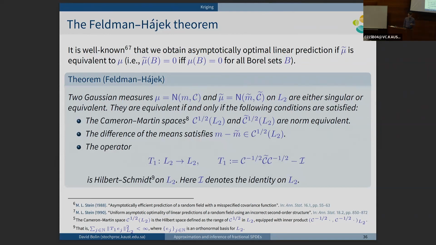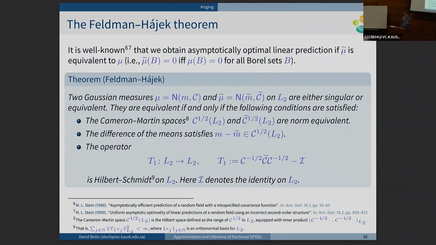So under these conditions, if you have a misspecified second order structure so that these three hold, then by the result by Michael Stein, we know that you have uniform asymptotic optimality. Now, the problem is that these are sufficient, but they are far from necessary. It's very easy to come up with a counterexample where you would have uniform asymptotic optimality without these conditions holding.